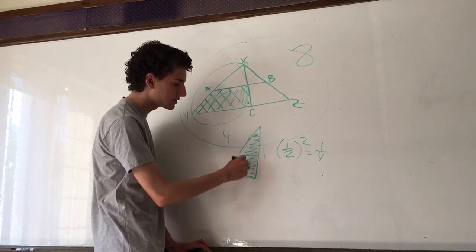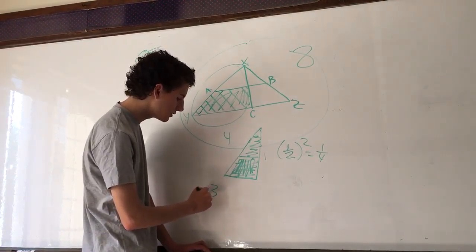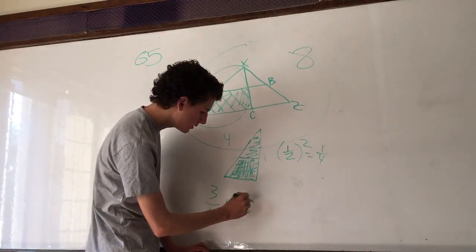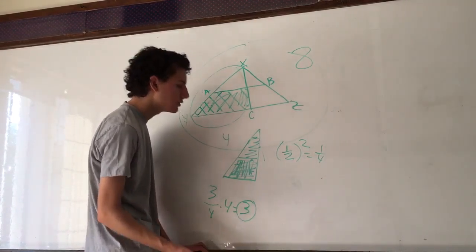So what's 3/4 of 4? Well, we can just multiply the numbers. 3/4 times 4 equals 3. So the answer is 3.